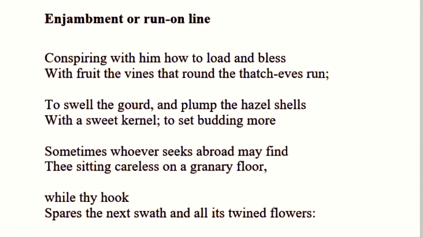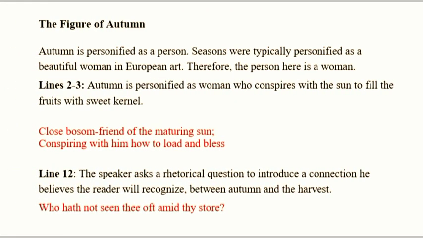Now let us try to understand the figure of autumn personified in this poem. Autumn is personified as a person. Seasons were typically personified as beautiful women in European art. Therefore, the person here is a woman and not a man. Look at lines number 2 and 3. Autumn is personified as a woman who conspires with the sun to fill the fruit with sweet kernel. Look at the lines: close bosom friend of the maturing sun, conspiring with him how to load and bless.